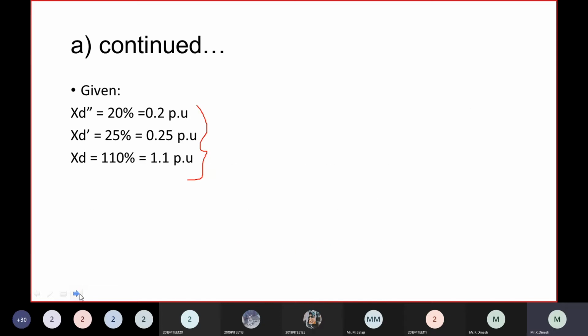Next, the reactances are given. Subtransient 20% is given, transient 25% is given, and steady state 110% is given. I am converting these into per unit: 20 by 100, 25 by 100, 110 by 100. You have all your values in per unit, that is Xd double dash, Xd dash, and Xd.